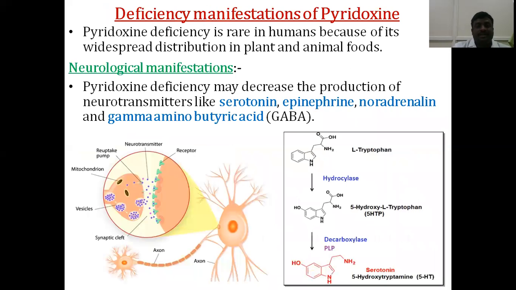Next one is deficiency manifestations of pyridoxine. If there is any problem in the pyridoxine concentration in the blood, if it is reduced, what happens? Then it produces some neurological manifestations. Why?